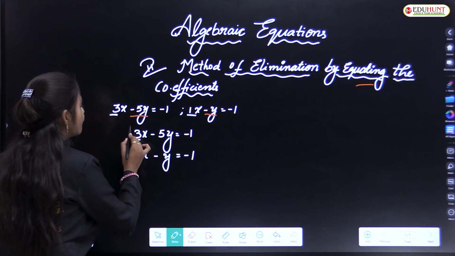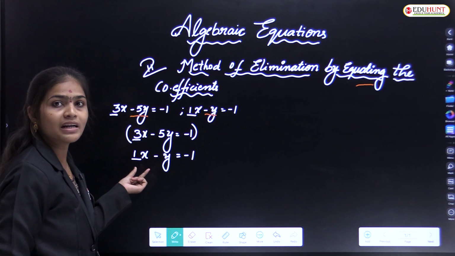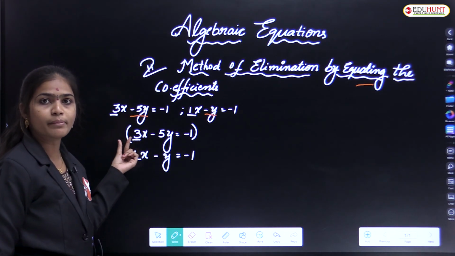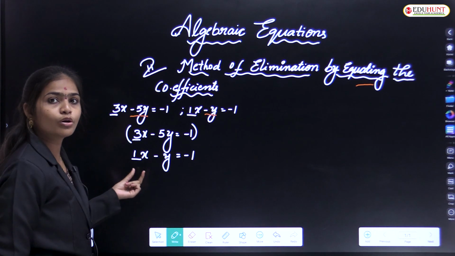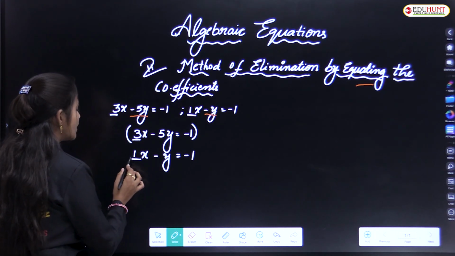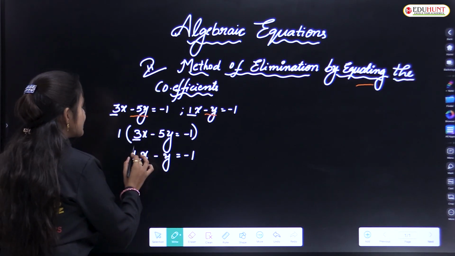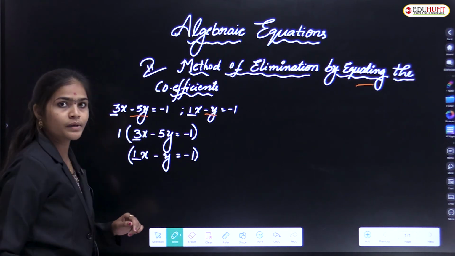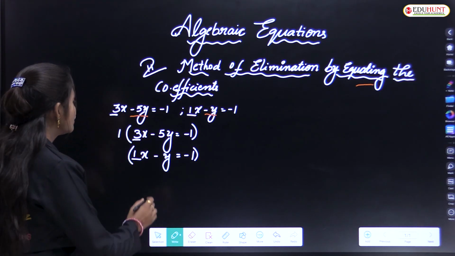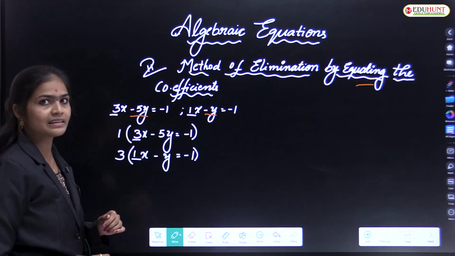Now the first equation should be multiplied with the x coefficient of the second equation. So what is that x coefficient? 1. So we have to multiply with 1. Now the second equation should be multiplied with the x coefficient of the first equation. So here what is that x coefficient? 3, no? So we have to multiply with 3.